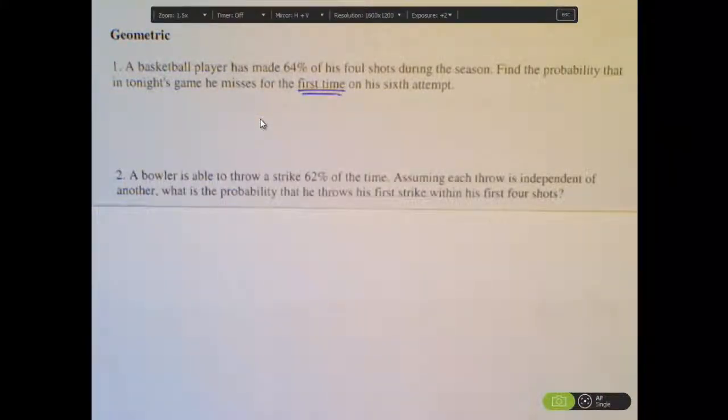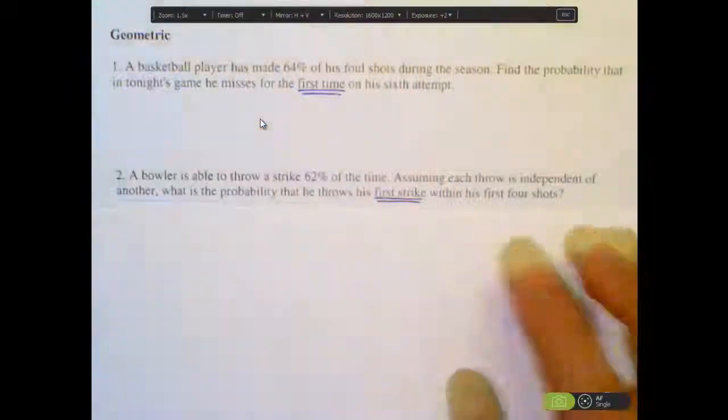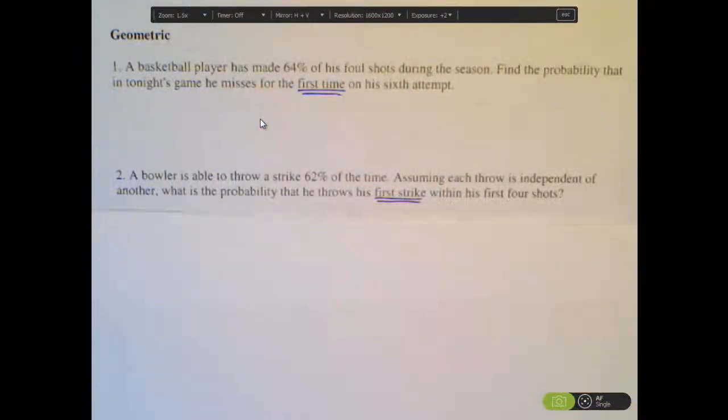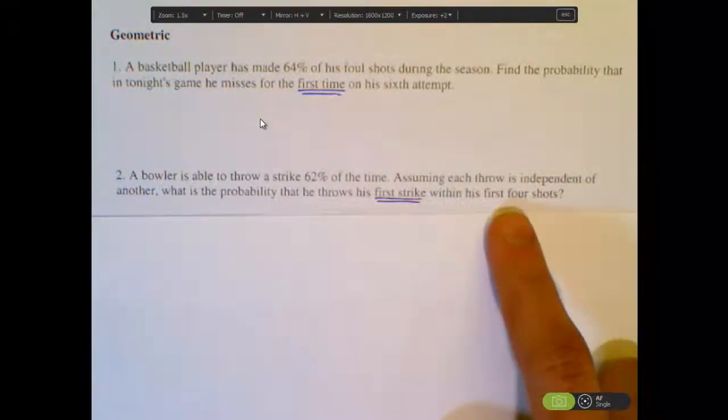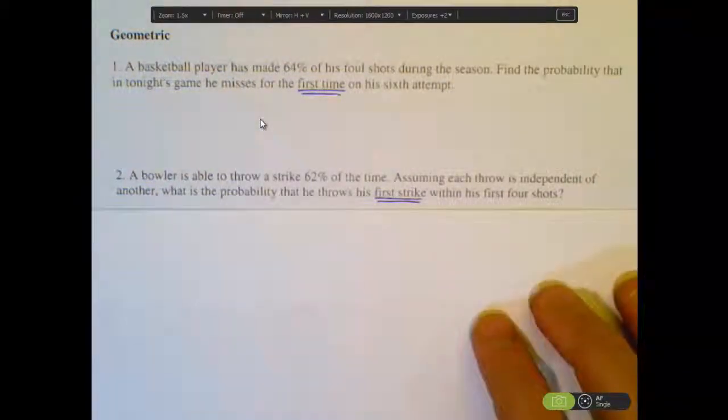Bowler throws a strike 62% of the time. Each throw is independent. What's the probability he again throws his first strike within the first 4 shots? We're only interested in that first strike. This is not a fixed number of trials. It's not saying out of 4 shots, how many strikes does he get? That would be binomial. Okay?